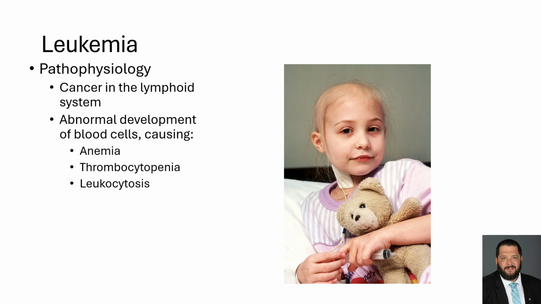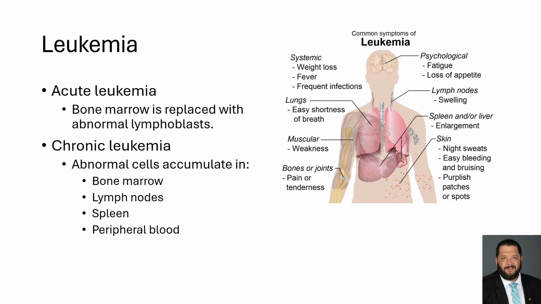Leukemia is another chronic hematologic disorder, and it's a cancer in the lymphoid system. Abnormal development of blood cells can cause things like thrombocytopenia, leukocytosis, and anemia. Leukemia is broken down into two types. We have acute leukemia, which is where the bone marrow is replaced with the abnormal lymphoblast or cancer cells, and chronic leukemia, where the abnormal cells are accumulating in places like bone marrow, lymph nodes, spleen, and in peripheral blood.